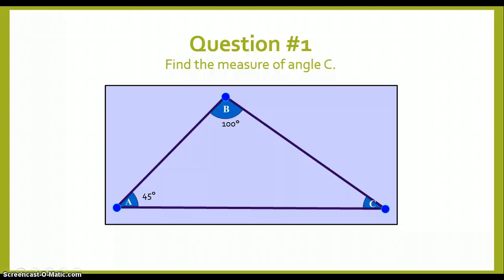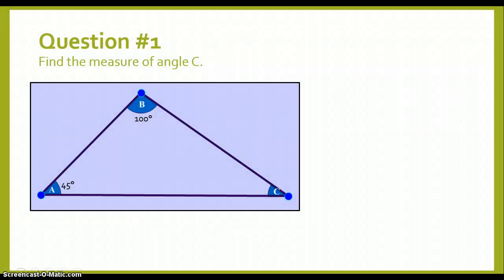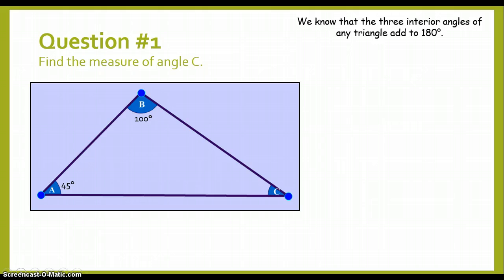Question 1 is pretty basic. It's a regular triangle, and you need to find the missing angle, which is C. So we'll begin by reviewing what we know. We already know that the three interior angles of any triangle add to 180 degrees.